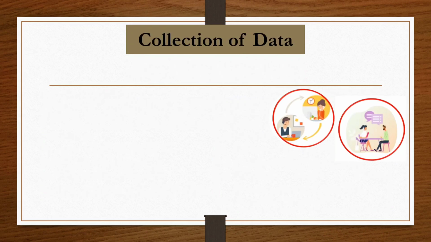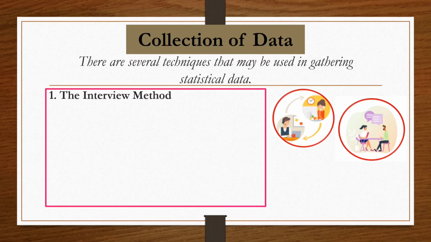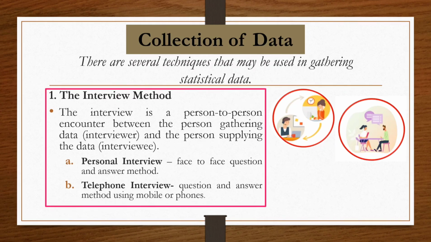This time, let us look into some of the techniques that we can use to gather statistical data. We are going to discuss 5. The first one is the interview method. The interview is a person-to-person encounter between the person gathering data, who is called the interviewer, and the person supplying the data, who is called the interviewee.